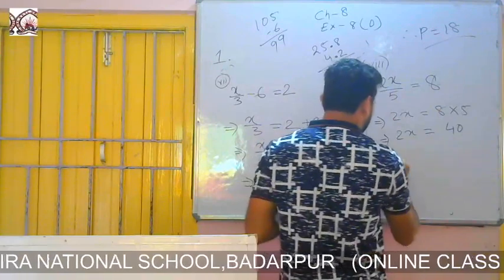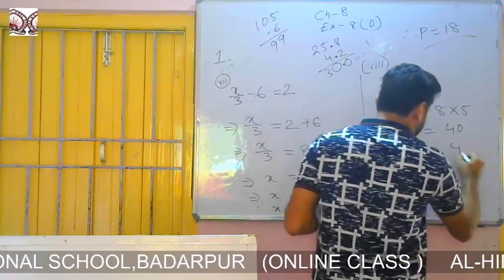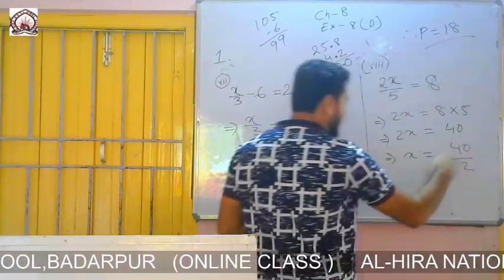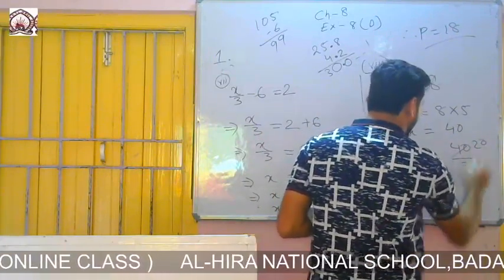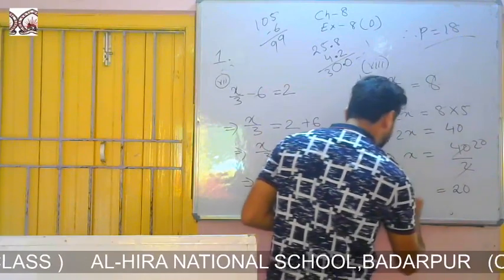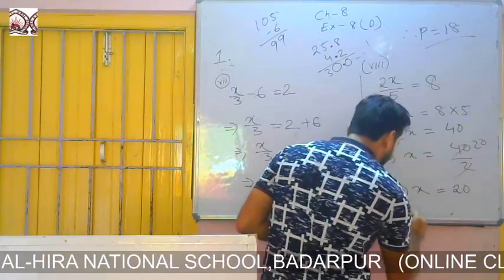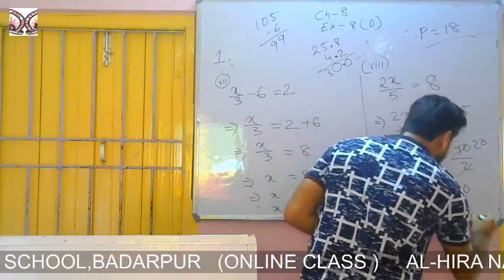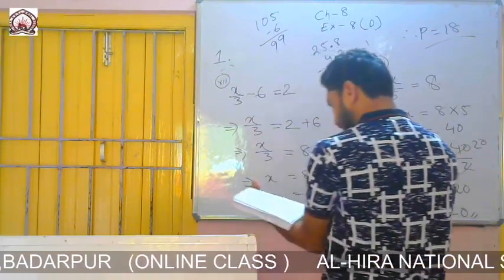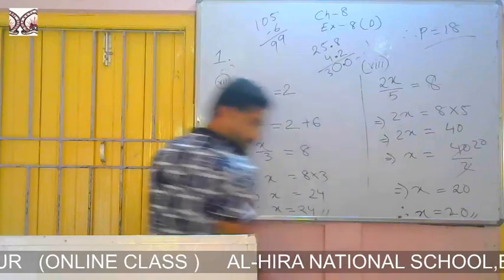Then I can write x equals 40 by 2. Now if I cancel, then I'll get 20, because 2 2s are 4, 0 is there, 20. Therefore x equals 20. So that is the answer.